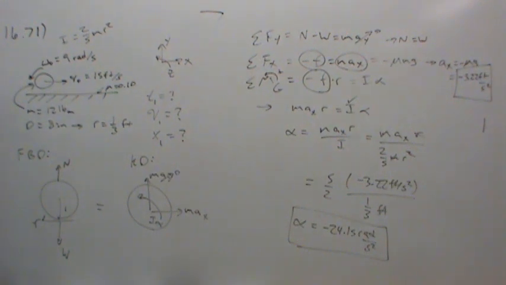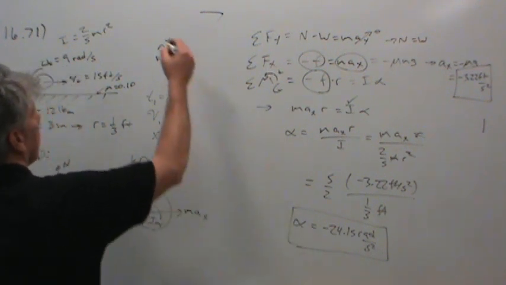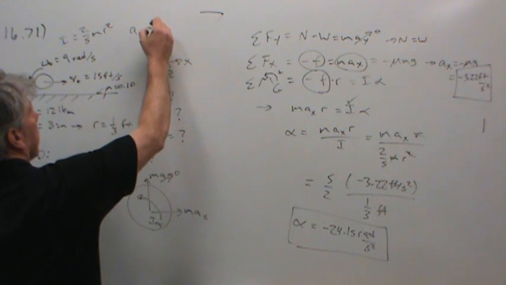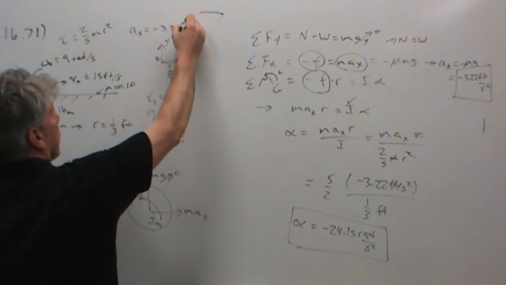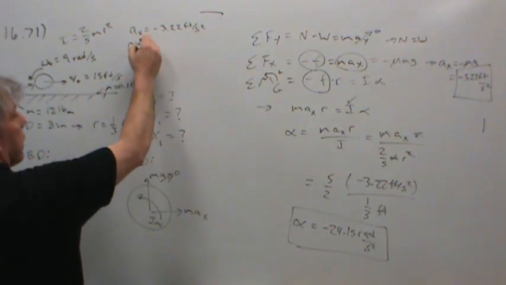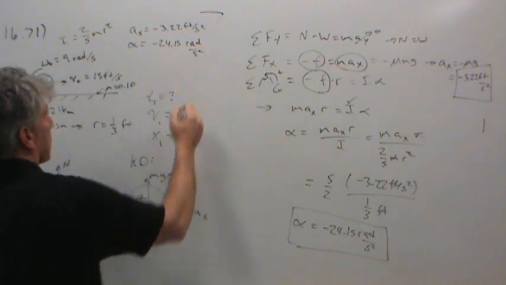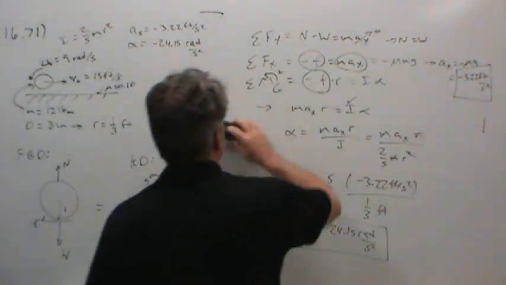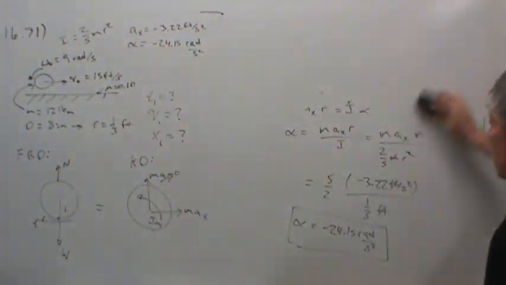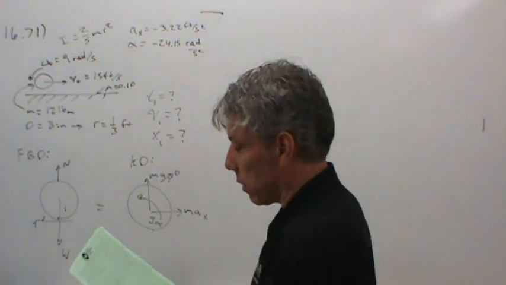So now we have a kinematics problem. Okay? So now that we've got the accelerations, all we need are kinematic equations to tie everything together. So let me jot down what we've discovered. The acceleration of the ball in the horizontal direction is negative 3.22 feet per second squared. You already know what coordinate system I'm using, so I don't think we really need that anymore. The angular acceleration is negative 24.15 radians per second squared. So that's everything we need to know. Notice that those two accelerations are constant. Therefore, we can use constant acceleration equations, or equations derived from constant acceleration, to work with them.